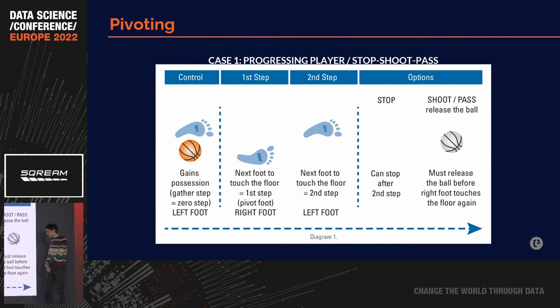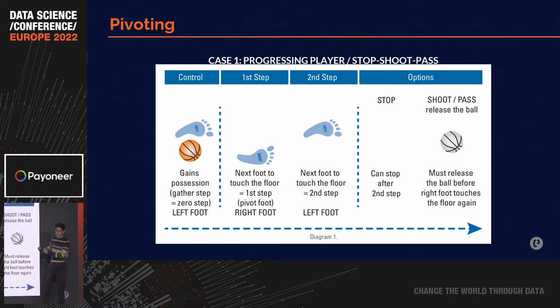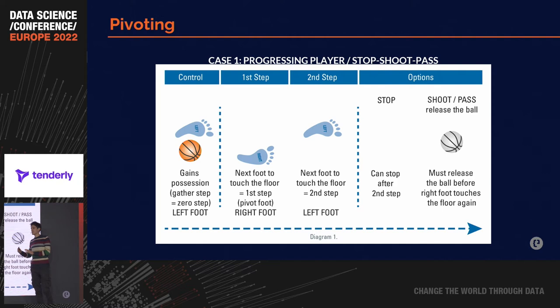Once he is in that position, he can move his non-pivot leg as many times as they want, but the pivot foot needs to stay on the ground. And whenever they lift their pivot foot, they need to release the ball before that foot is placed back on the floor. A similar case is when the player receives the ball and both of their feet are already on the ground, so he can choose whichever foot they'd like to be the pivot foot.